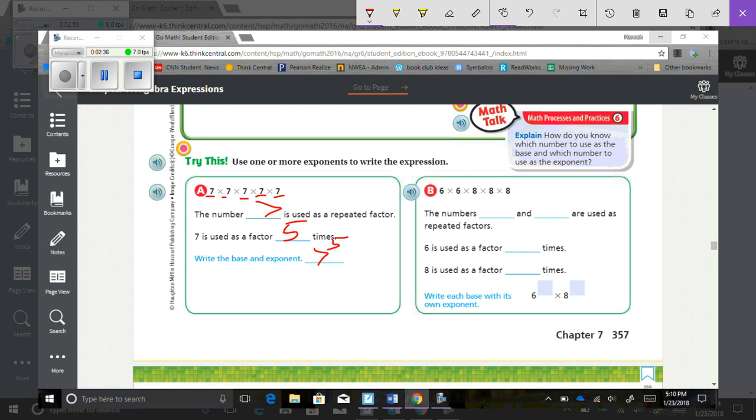Over here, the numbers 6 and 8 are used as repeated factors. Those are the ones being used multiple times for multiplication. 6 is used as a factor 1, 2 times, and 8 is used as a factor 1, 2, 3 times. So we would write 6 to the 2nd power, or 6 squared, times 8 to the 3rd power, or 8 cubed. So we just took that original expression and condensed it down by using exponents.